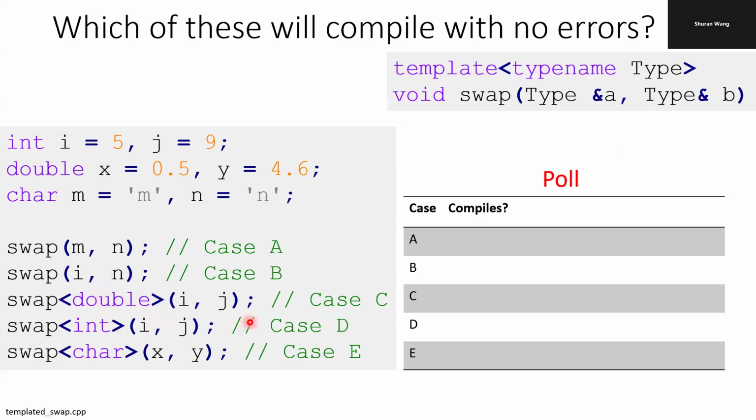Who thinks case C can compile? Who thinks it doesn't? Why not?